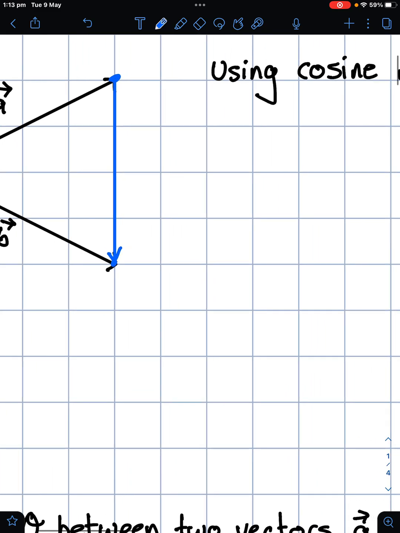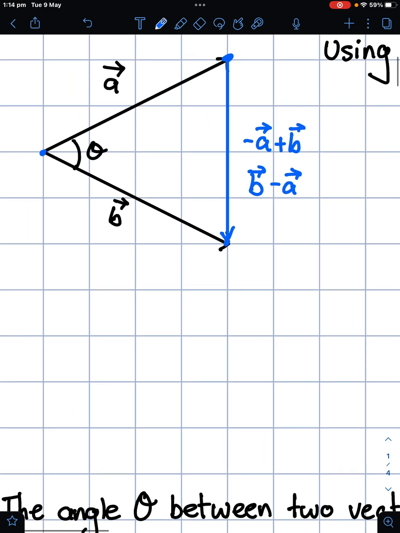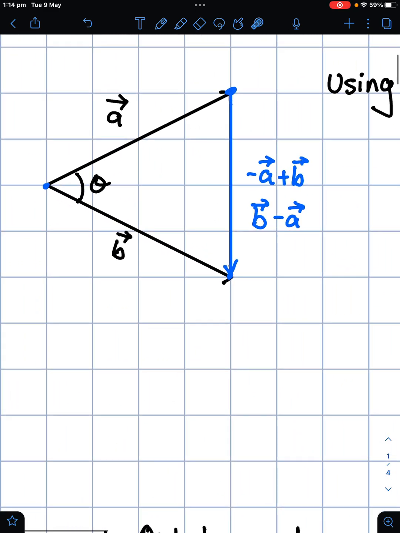So for this, if I'm going to go from here, I'm going to go negative A plus B, so I'm going along those vectors. And then I would call this vector B minus A. Okay, so that means we've got a triangle, we've got three different sides.